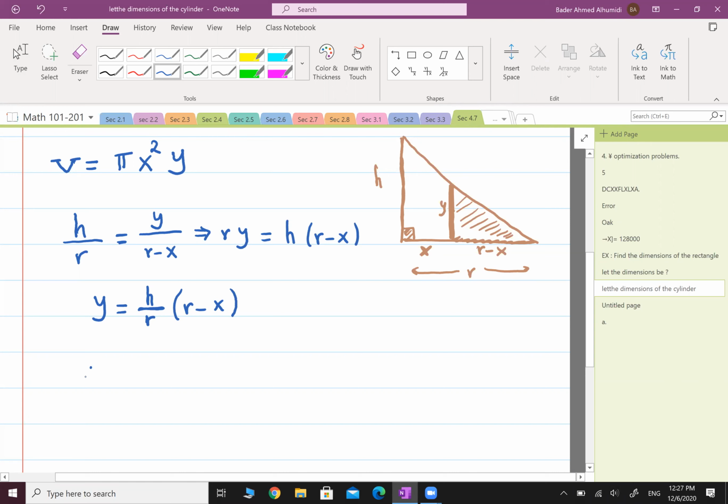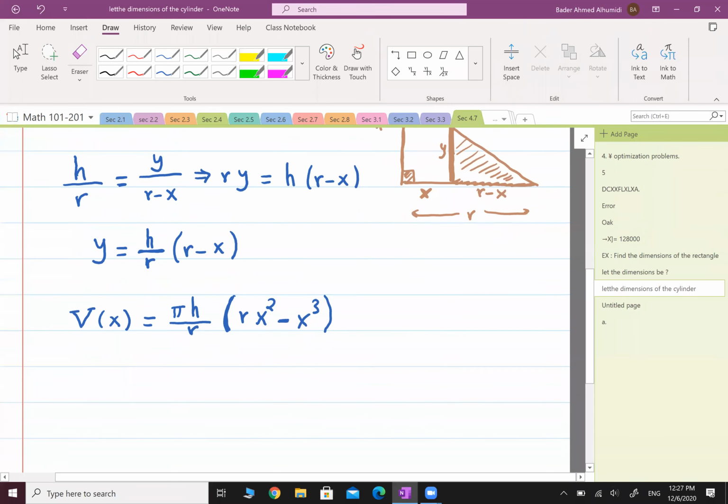The volume in terms of x is given by the following. It will be pi times h over r. These are the constants, I'm keeping them aside. And x squared, if I multiply it by y, if you agree with me, it will give me r x squared minus x cubed. I am multiplying the quantity r minus x by x squared. So this is what we get.